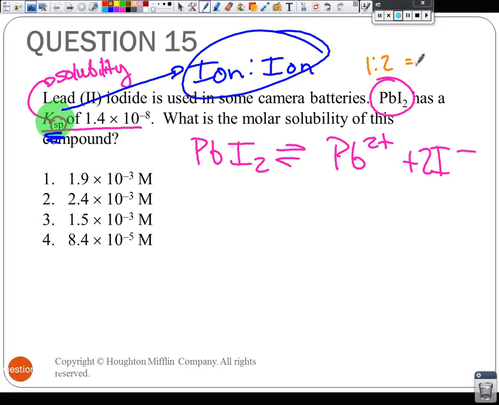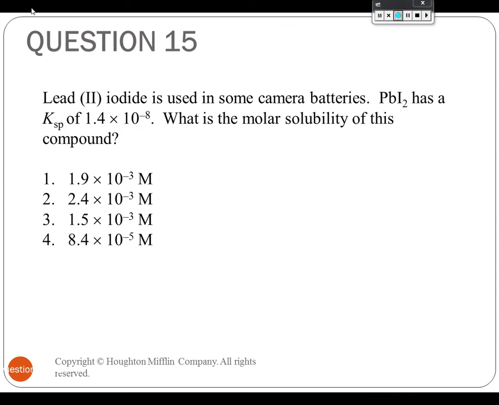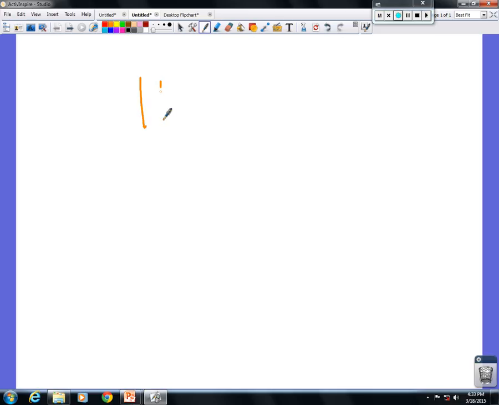Does anybody remember that cheat thing I taught you? Did I show you how I figured that one out? Let's just show it to make sure. If it's a 1 to 2 ratio, you raise each value to the power of itself, which is 1 and 2, and multiply them together. So what is 1 times 1? 1. What is 2 squared? 4, right? And then you just add the two numbers together. So it would be 4s cubed.